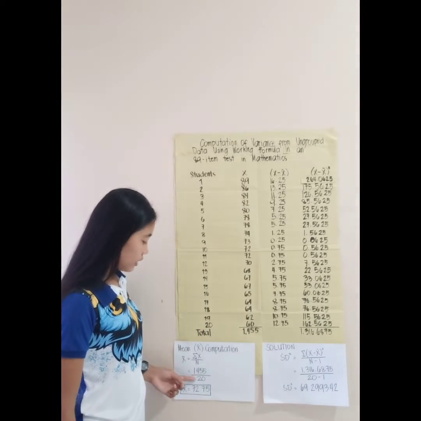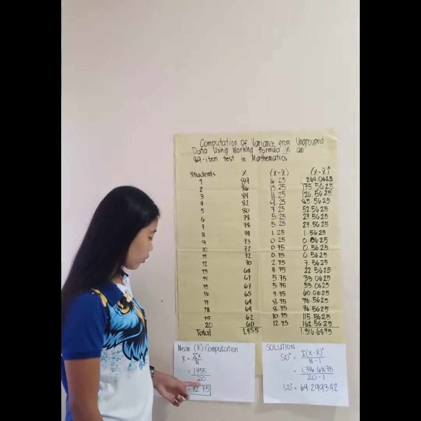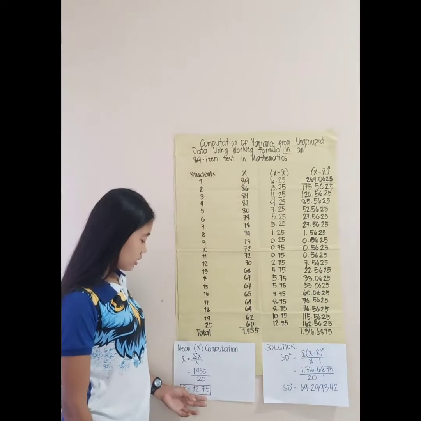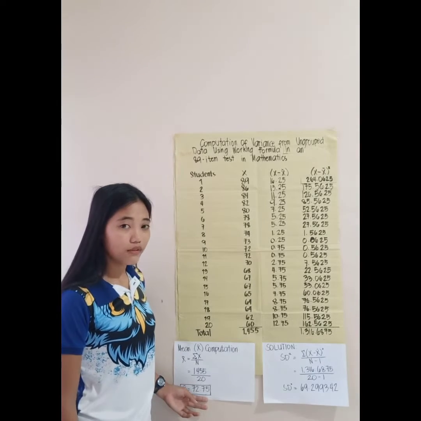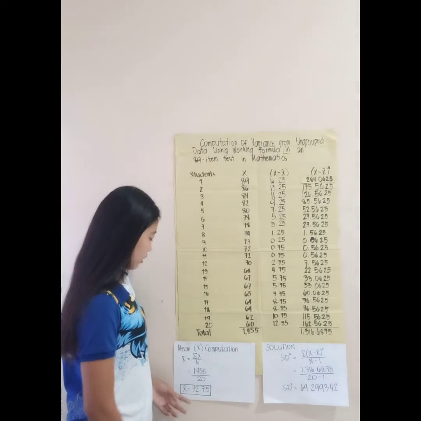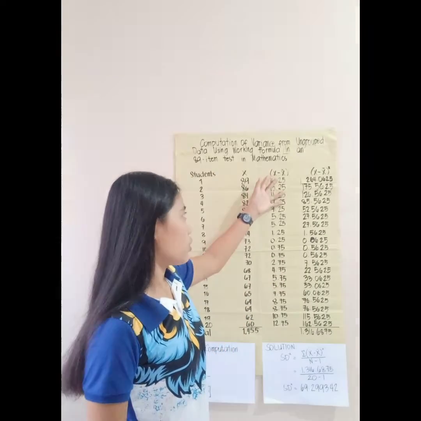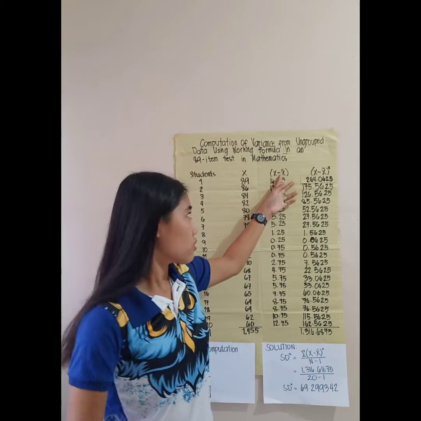Next, let's divide it. 1,455 divided by 20, the result is 72.75. So, this result will be our mean. And that result we will use for our next computation, which is to get x minus mean.